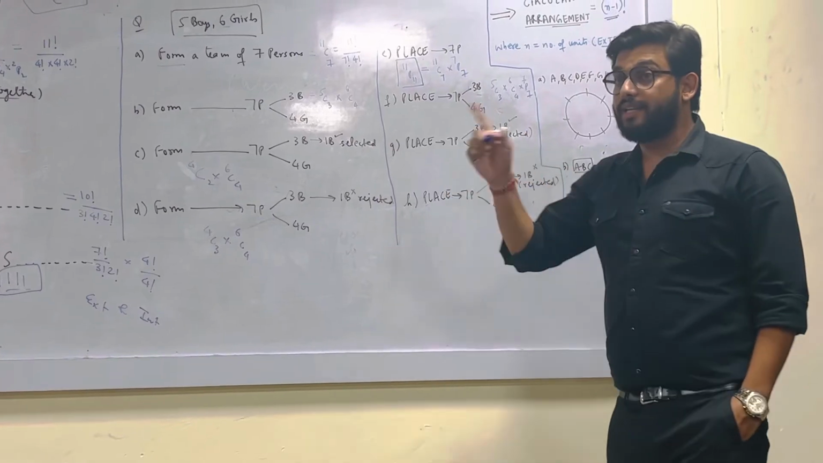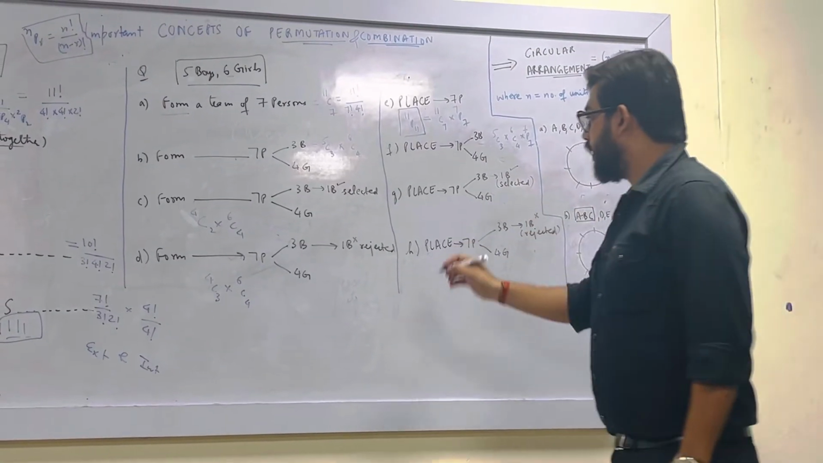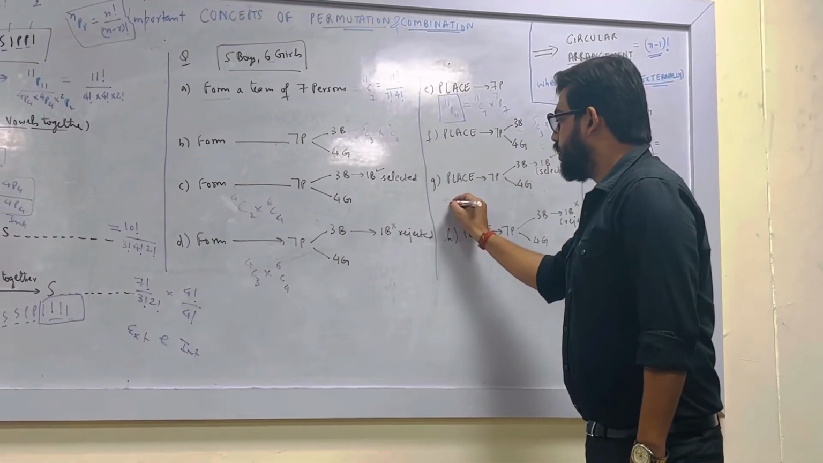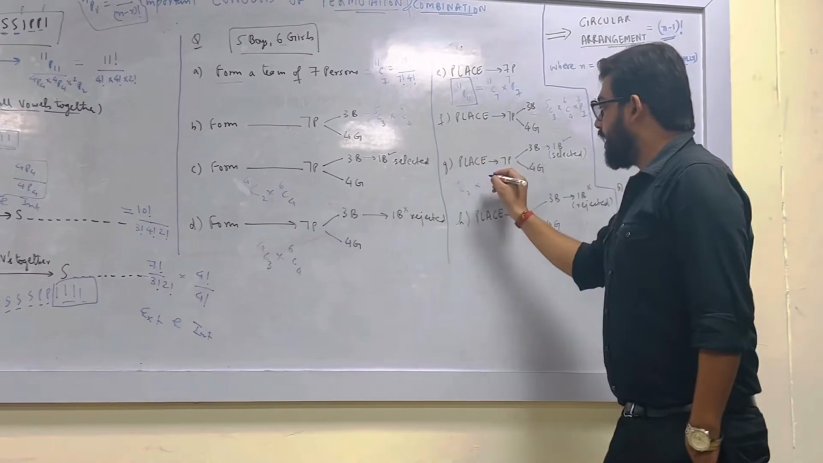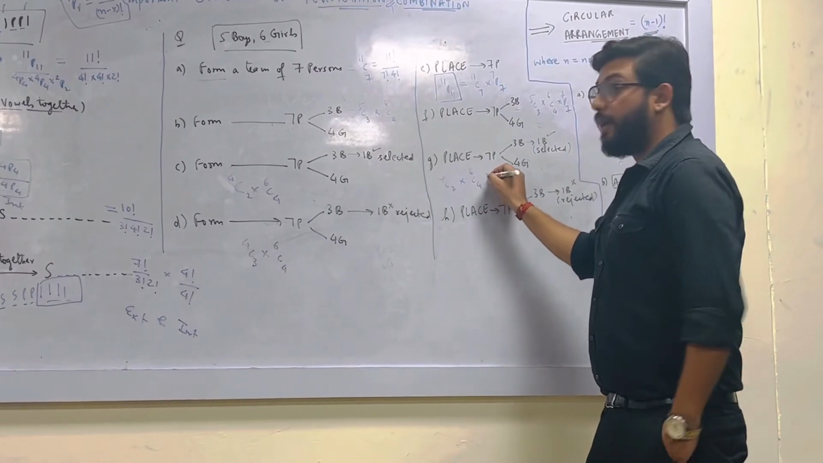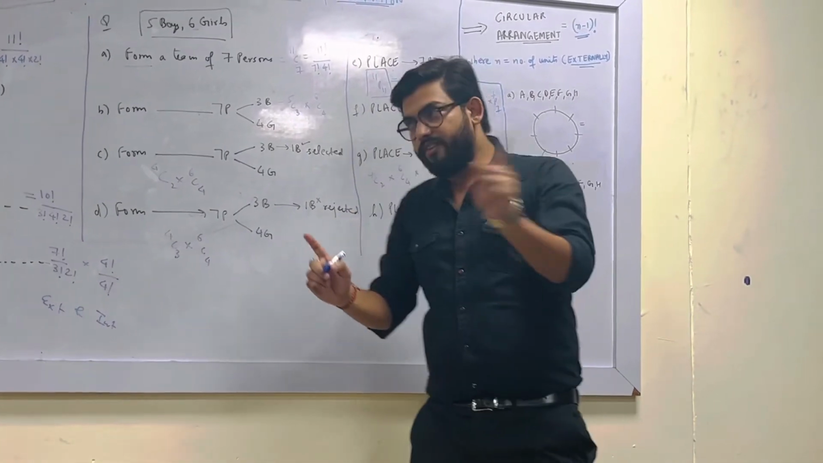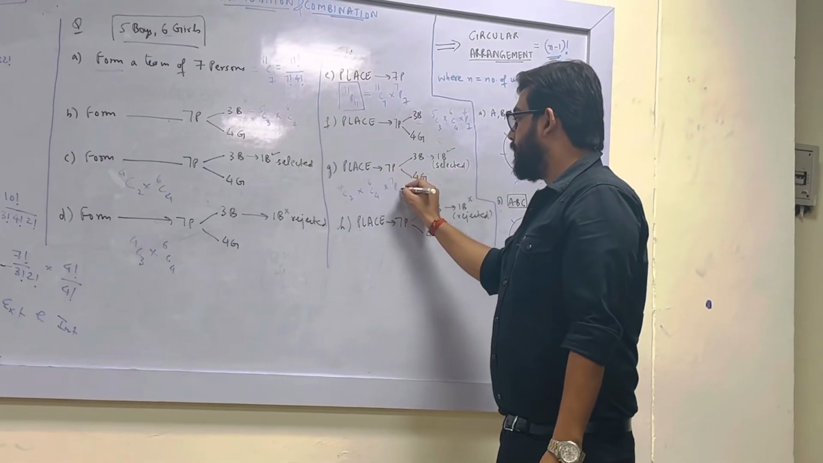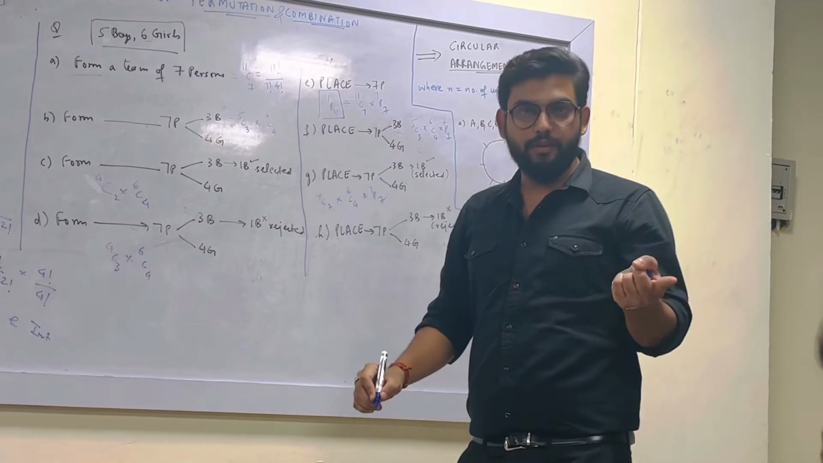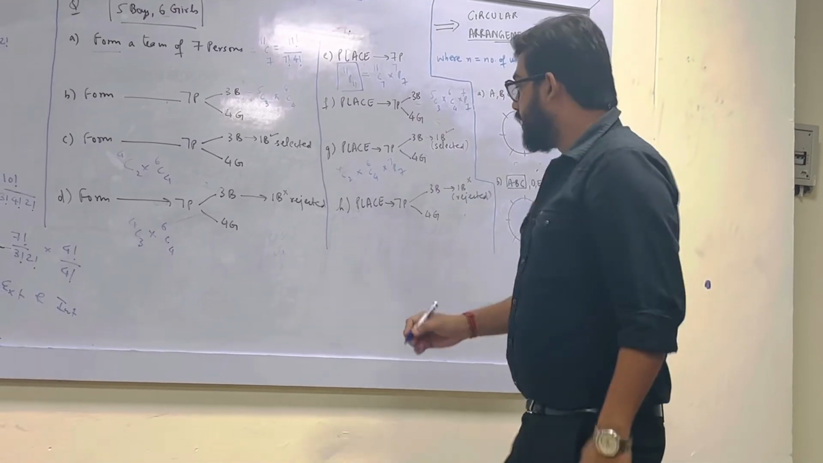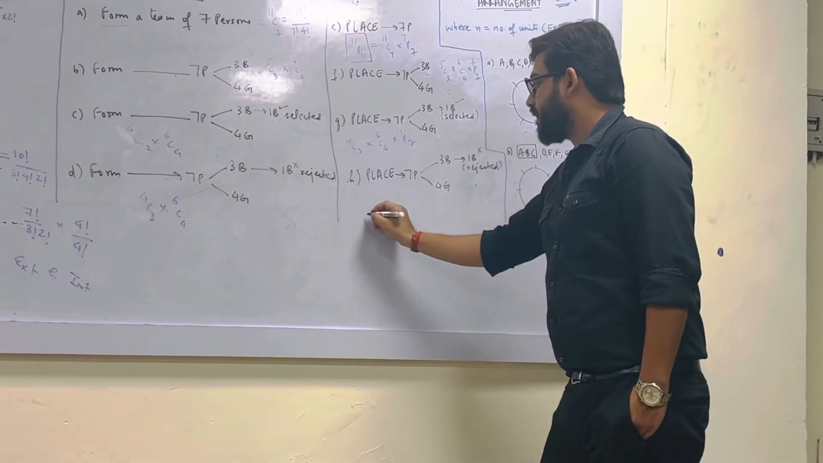One boy already selected, not placed yet, but selected. So कितना आएगा हमारे पास? 4C2 into 6C4. But one is already selected, not placed yet. 7P7. Because for placement we require all the 7. Clear? Next is, बताइए.